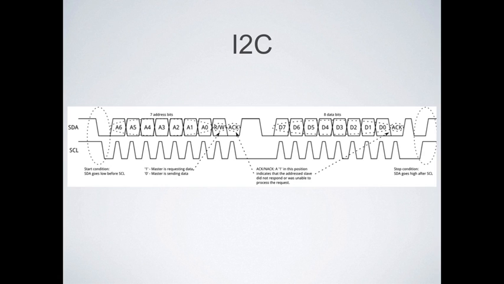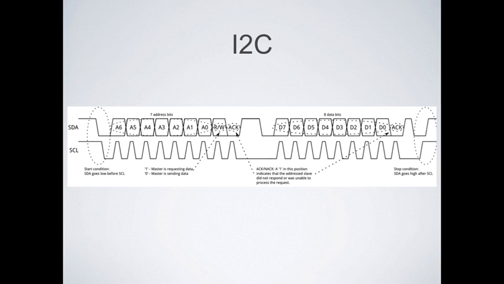Then data is put on the SDA line after the clock goes low. On the next falling edge of the clock, that's when data is going to be put on. The 8 bits of data are put onto the line, followed by whether it's going to be a read or a write.